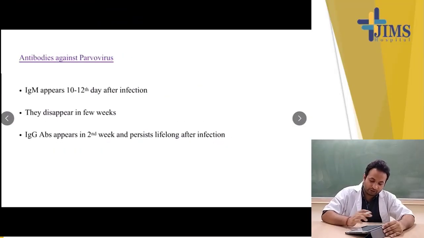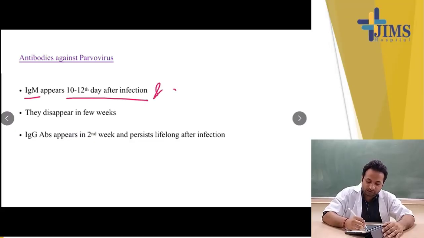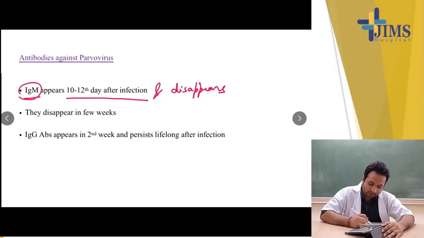Okay, now what immunity, what antibodies are formed against parvovirus? So IgM antibodies appear on the 10th to 12th days after infection, and then disappear after a few weeks. IgG appears around the same time, on the 14th day or second week, and it will persist lifelong after infection.